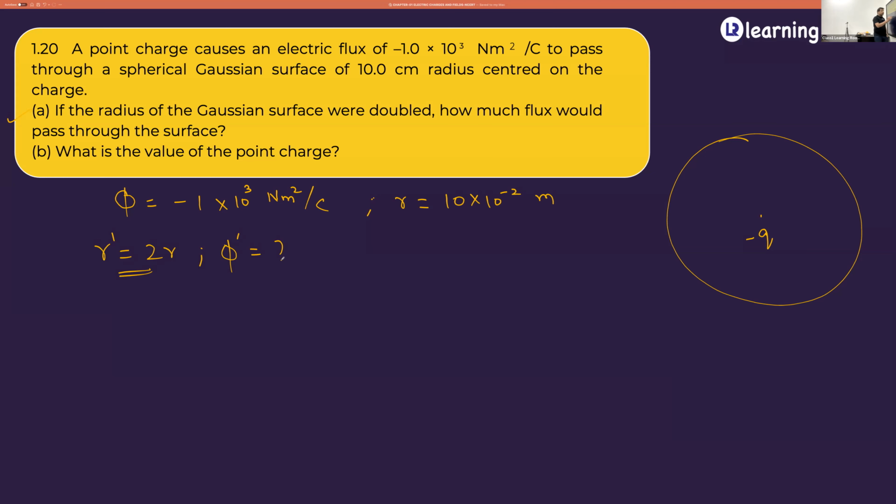What will the answer be? It will be the same. What is the reason for it? Because it is independent of radius. And what does it depend on? It depends only on the charge present within the system. So the charge present within the system is still going to be the same. So what is going to happen to the flux? It will not change.